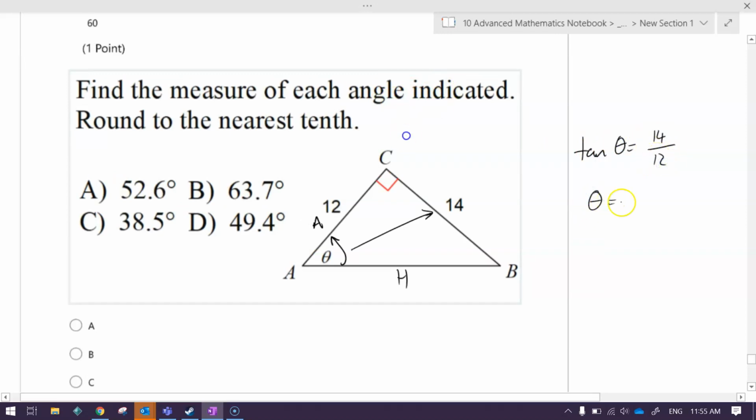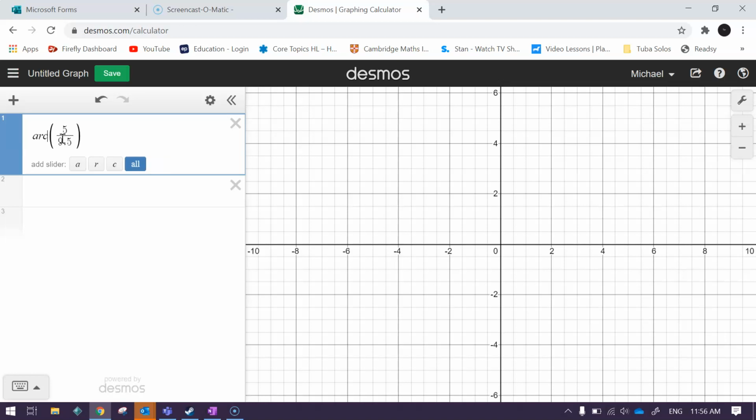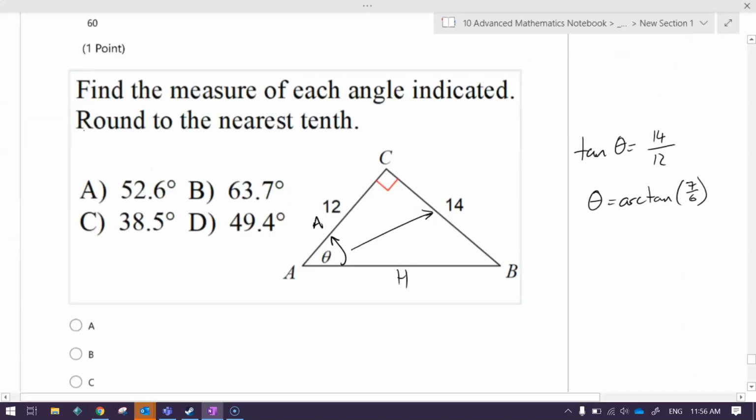Inverse tan function is called arctan. You could simplify that or not, because your calculator is going to give you the same answer either way. Arctan of 7 over 6. Let's see if we can get that happening over here. Didn't want to behave for me, but we got there in the end. 49.39 degrees, which will be 49.4 to the nearest tenth. Answer D.